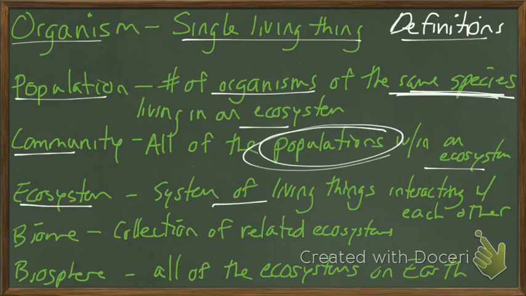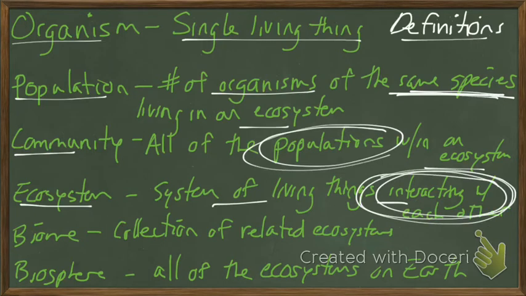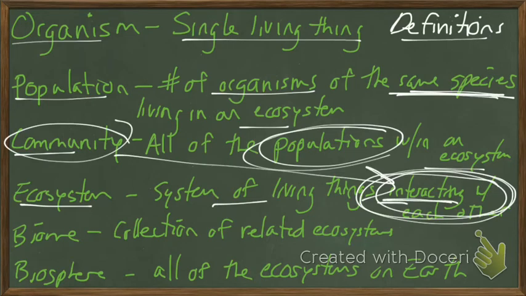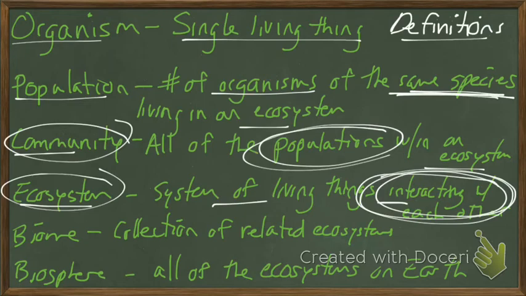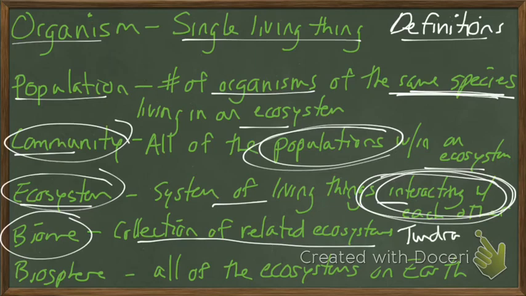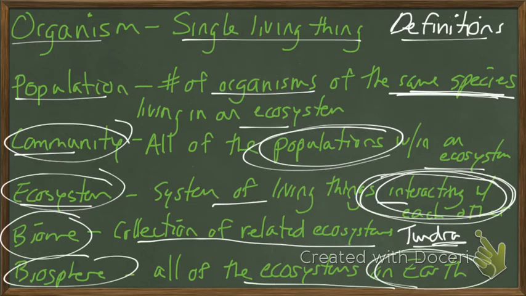Ecosystem is a system of living things interacting with each other. Okay? All of those communities interacting with each other create an ecosystem. Right? A biome is a collection of related ecosystems, so like the tundra, for example. And the biosphere is all the ecosystems on Earth. Biosphere is a big ball of life. The Earth is a big ball of life. Easiest way to remember that one.